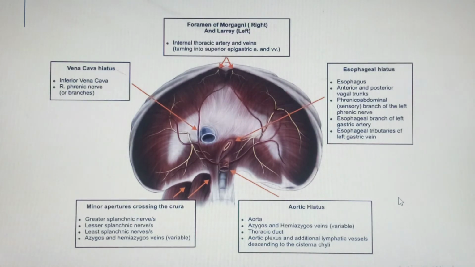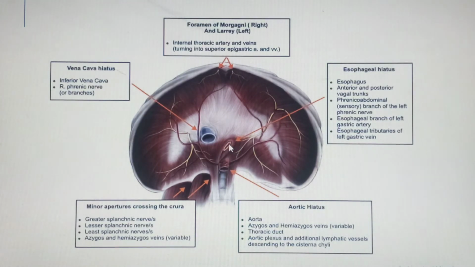Now let me show you that we have 3 main openings in the diaphragm, and there are other things which go through, which you have to know. There are some structures which have to leave the thoracic cavity and enter the abdominal cavity, or leave the abdominal cavity and enter the thoracic cavity, and therefore they have to go through some apertures or openings in the diaphragm, because the diaphragm serves as a physical barrier there. One of them, which the question was actually talking about, is the esophageal hiatus, the esophageal opening.